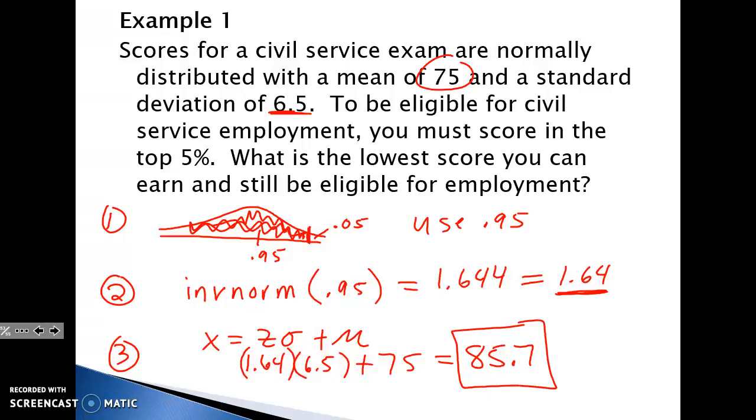Let's interpret the 85.7. This means that in order to be eligible for employment, you must score an 85.7 or higher. Again, to be eligible for employment, you must score an 85.7 or higher.